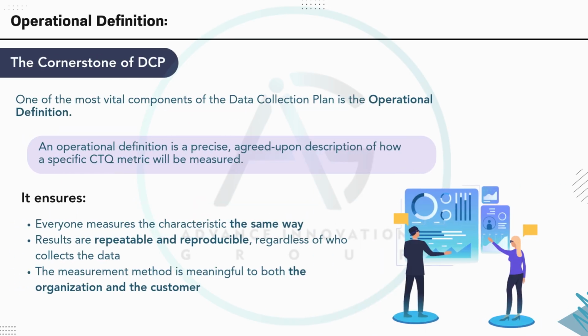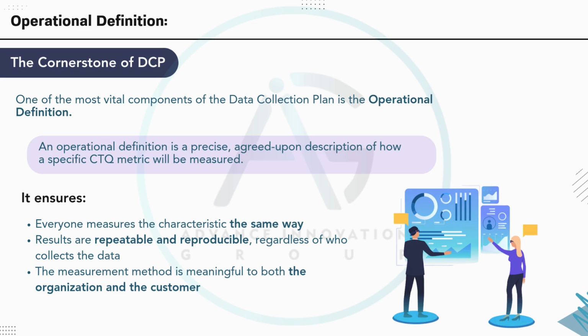Now let's talk about one of the most critical components of a data collection plan, the operational definition. An operational definition is a precise, agreed-upon description of how a specific critical to quality CTQ metric will be measured. It removes any guesswork or assumptions about what exactly is being measured and how. Why is this important? 1. It ensures that everyone measures the same characteristic in the same way, regardless of who is doing the measurement.